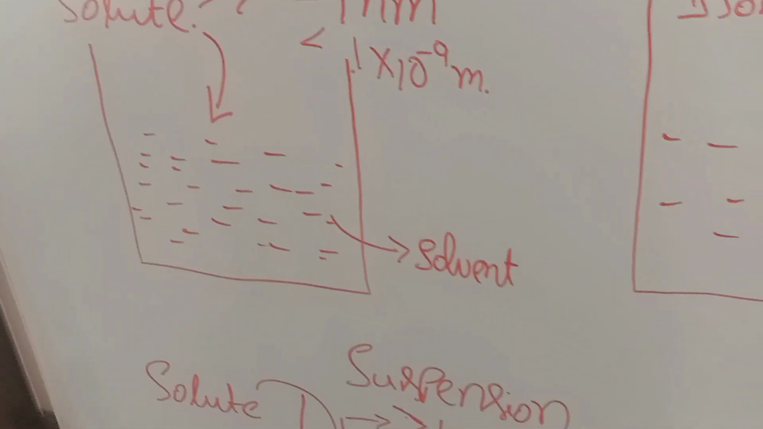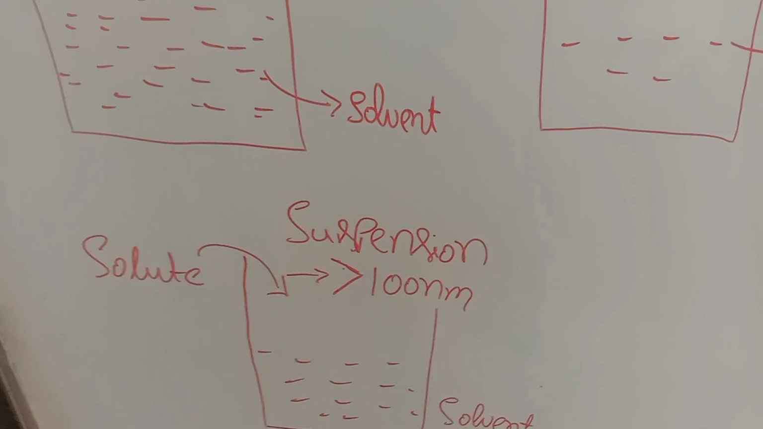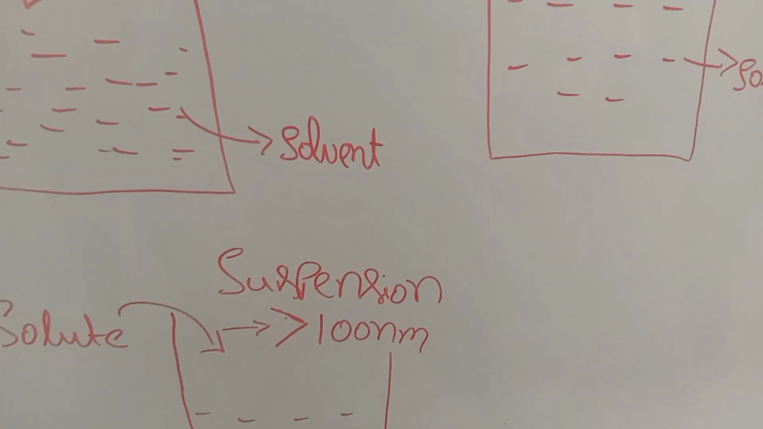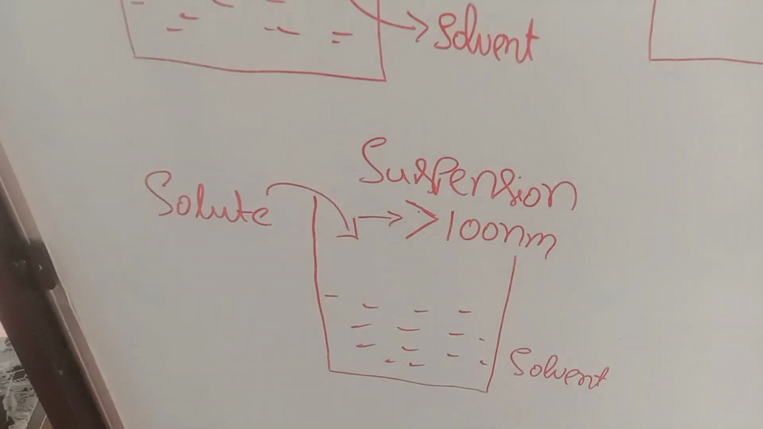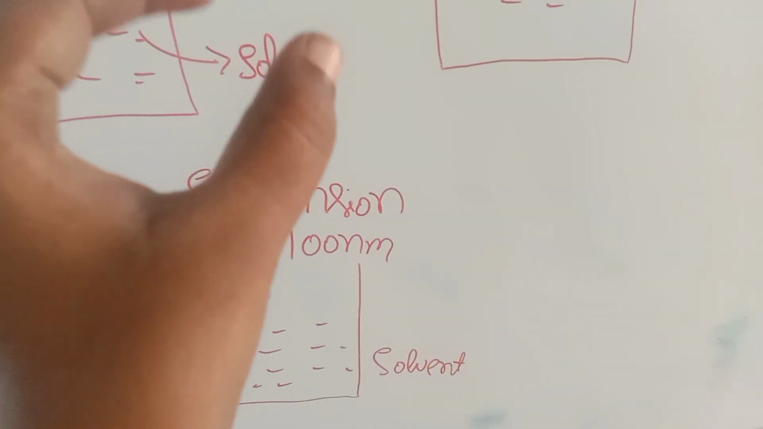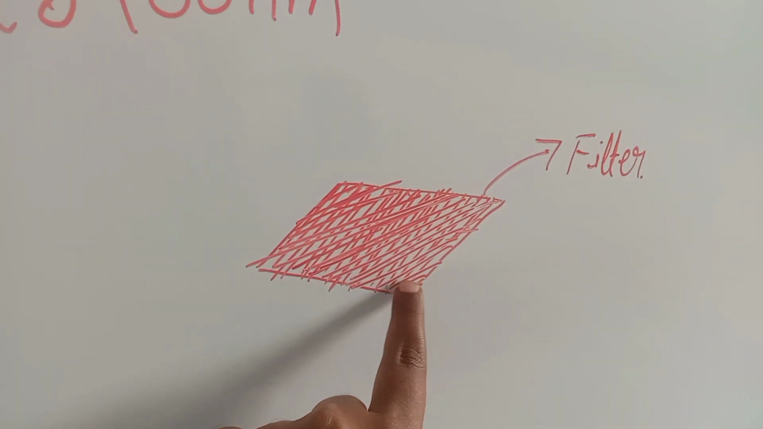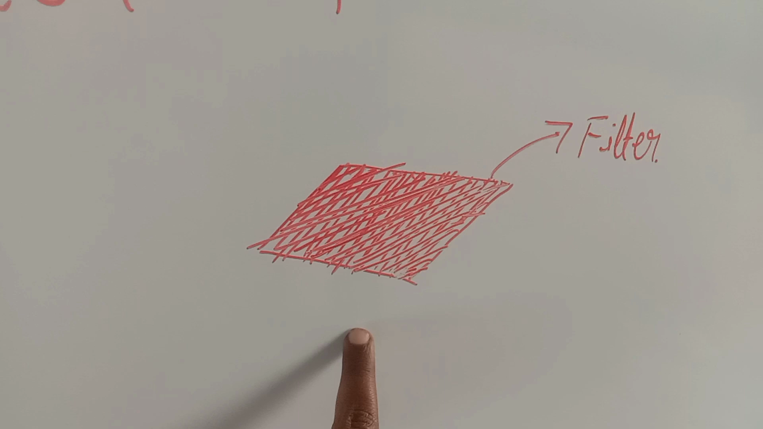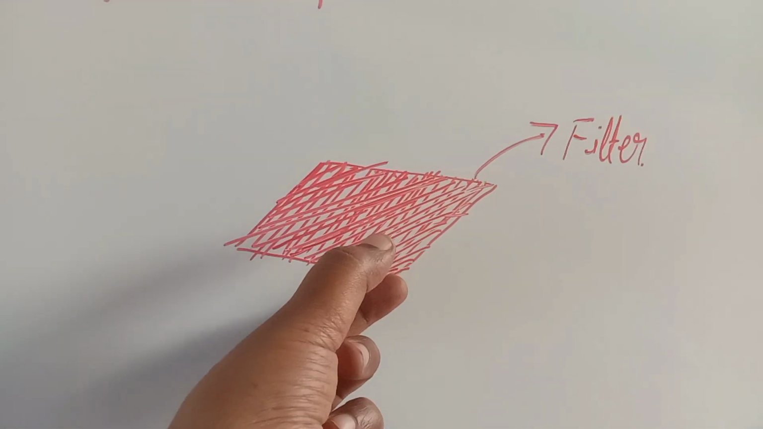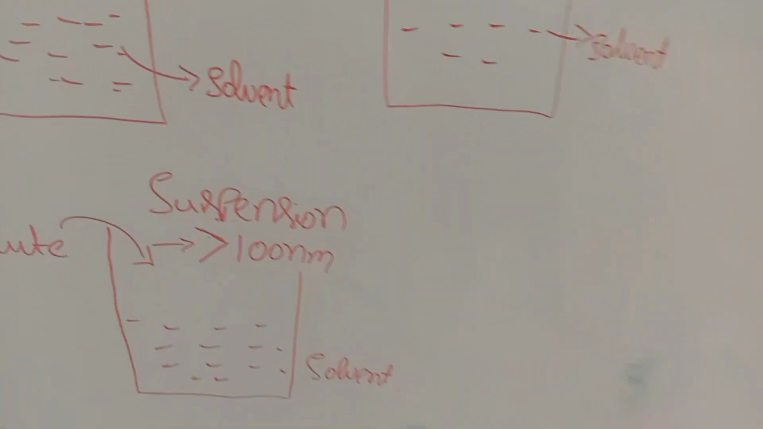And coming to filtration, filtration is possible in case of suspension also because the size of the particles is greater than 100 nanometer. Suppose, for example, when I add some clay particles into water, the particle size of the mud or clay is greater than in colloid and solution. Because of this large size, we can easily filter those solute particles. The solute particles will be collected on the surface of the filter. Here filtration is possible.